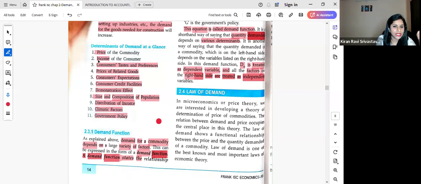The law of demand says that points 2 to 11 don't matter for me. In other words, I'm just explaining in a very easy way that the law of demand says that the 2nd to 11th points do not matter to me. Only the price of the commodity matters to me. So the law of demand takes only the price of the commodity into consideration. Okay, it does not take the other factors. Other factors are the points 2 to 11.